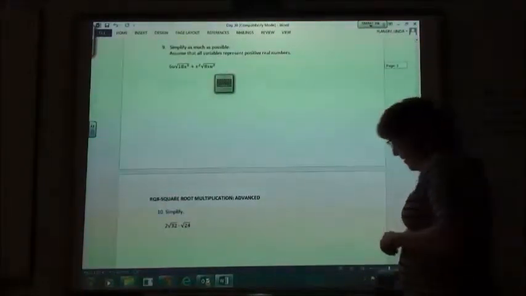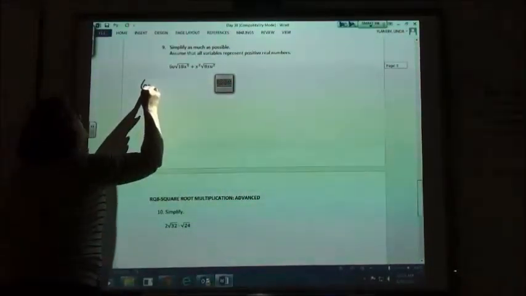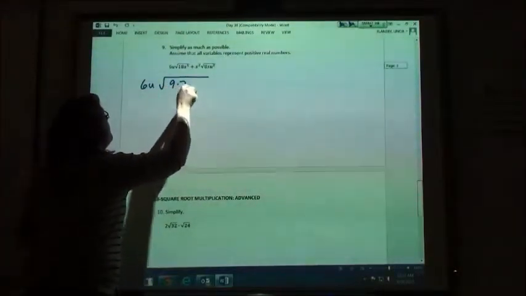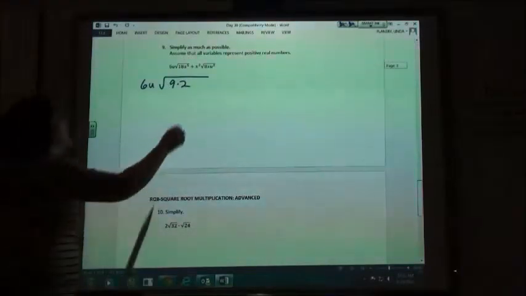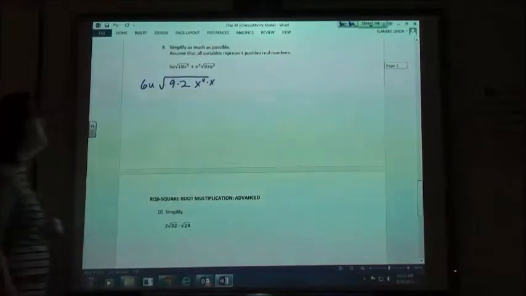Number 9, simplifying as much as possible. So we've got a 6u in front. We need to simplify 18x to the 5th. What should we do with that? 18 is 9 times 2. X to the 4th times x. X to the 4th times x is my x to the 5th.